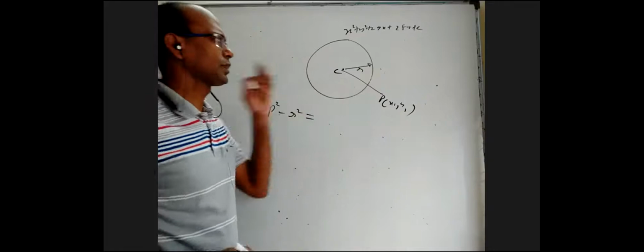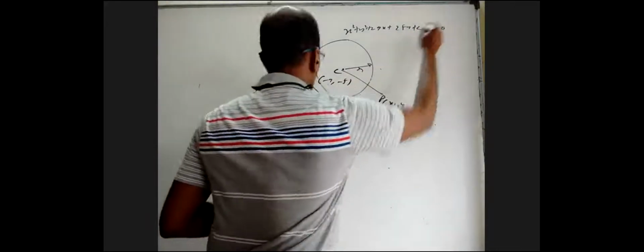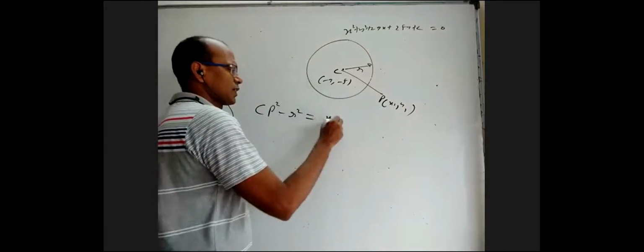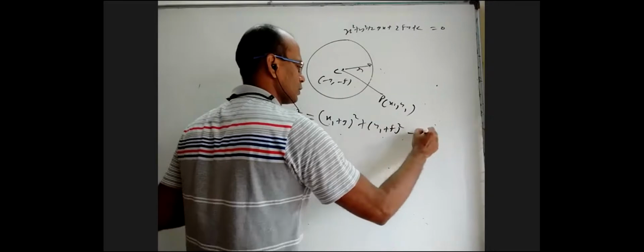Distance between C and P. What is the center? Minus g comma minus f. So when you find distance, this will become x1 plus g whole square, y1 plus f whole square minus R square.